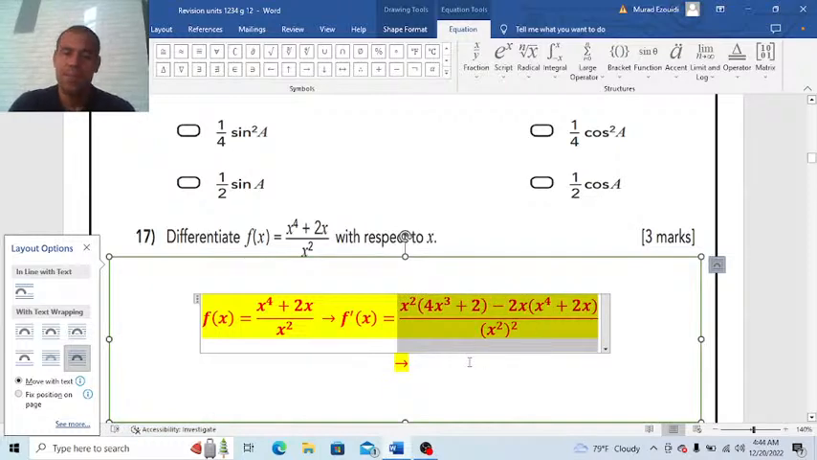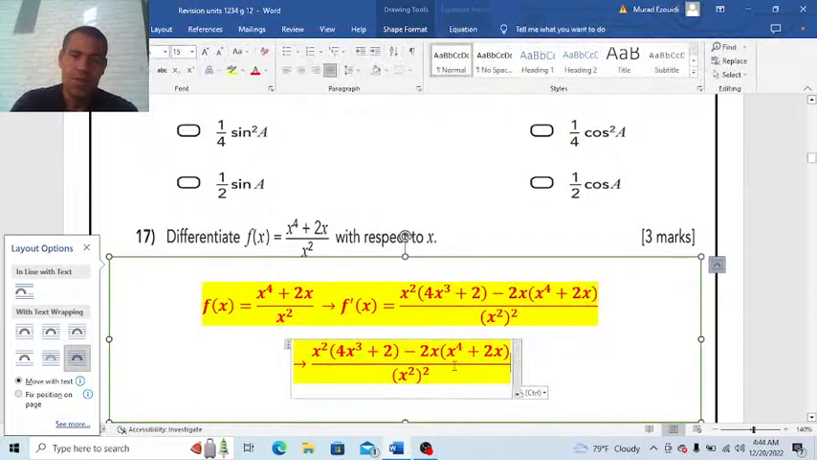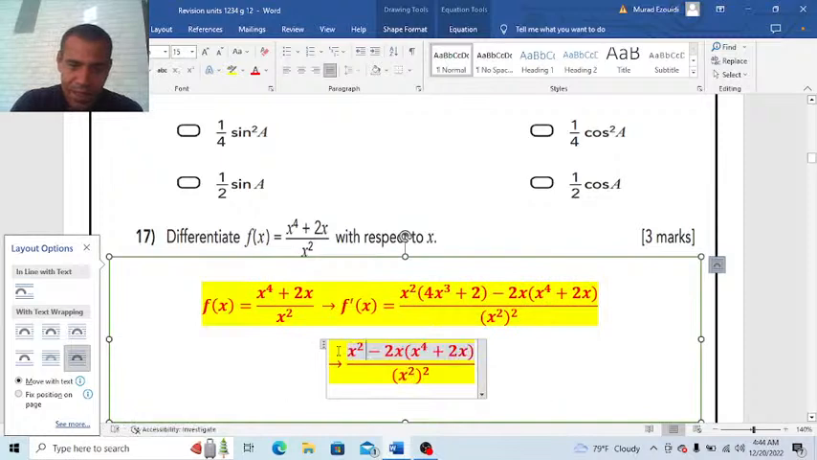So it will be equal. I will now divide, this one can be written as x squared multiplied by x squared. This is, it will be 4. I will erase all of this so that it's clear for you.